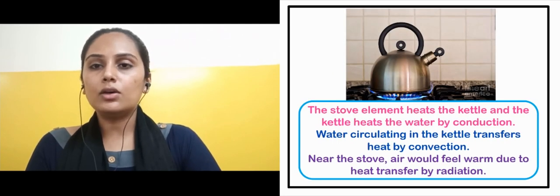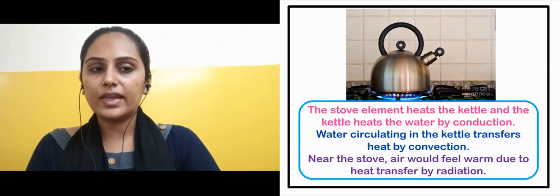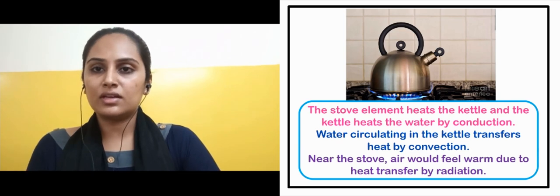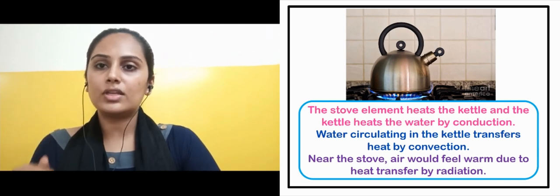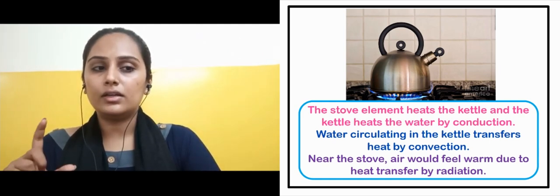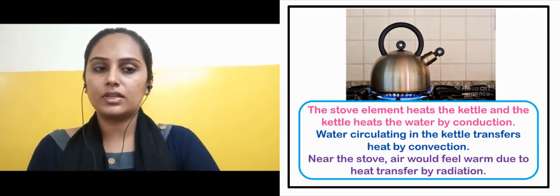Okay. Now one more example for that. See, there is a kettle on a stove. The stove element heats the kettle and the kettle heats the water by conduction. Now when the stove is there, the stove heats the kettle first, and the kettle heats the water. So when heat is transferred from one object to another, that is conduction. Water circulating in the kettle transfers heat by convection.